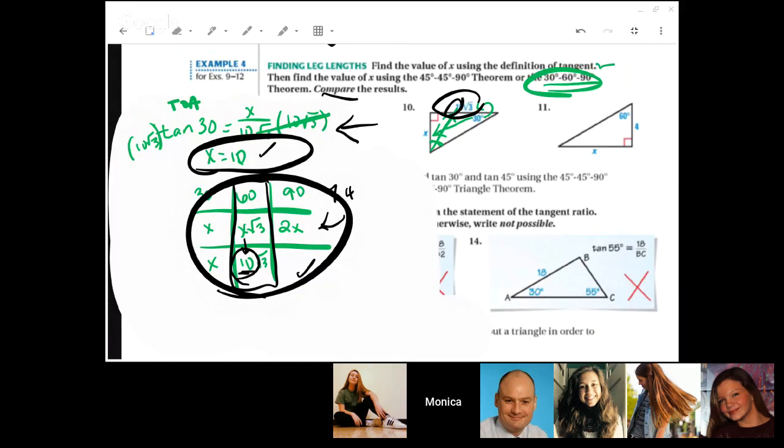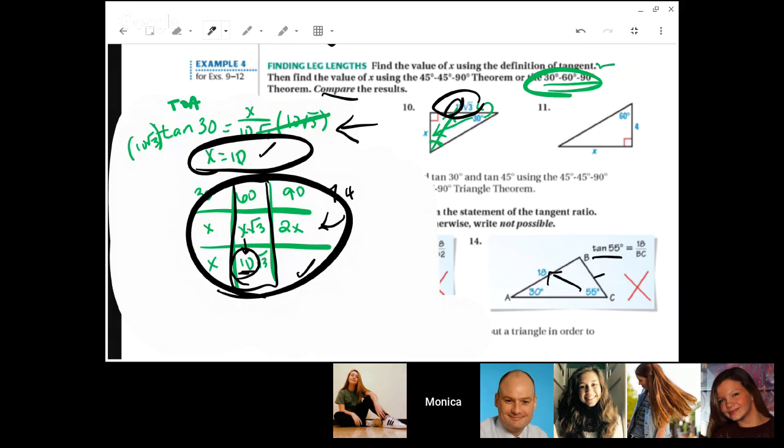Okay, so for 14, you're supposed to describe the error in the statement of tangent ratio and then correct if possible. Otherwise, write not possible. Okay, so they found the tangent of 55, right? Tangent of 55. So that's going to be opposite over adjacent. Yes? So opposite and then adjacent here, which is 18 over BC.